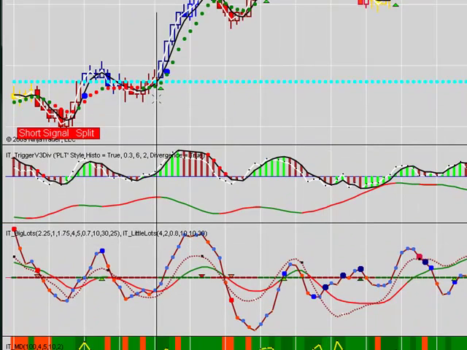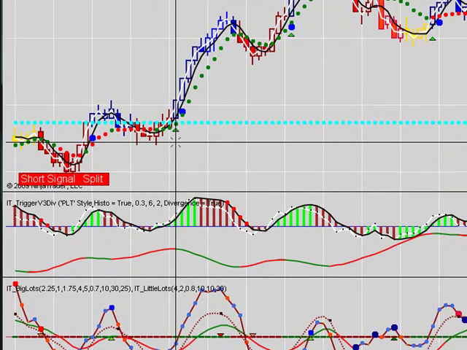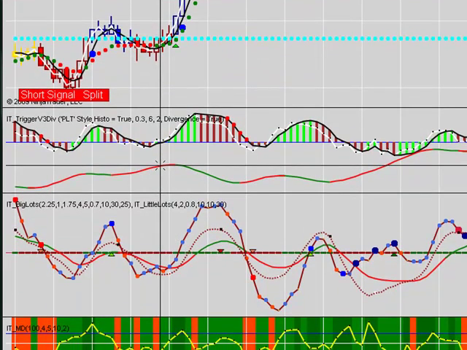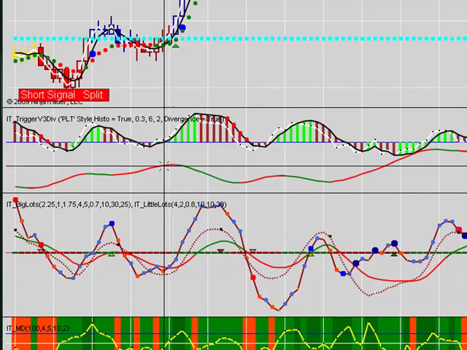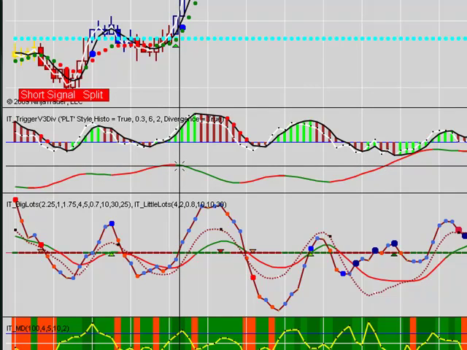So if you look here, you'll see little triangles. This is where I've marked by hand where the entry on these trades are. So we're looking at a few things. We're looking at this indicator called the trigger. We're looking at this S line. This is called the S line. It changes color when it changes direction.